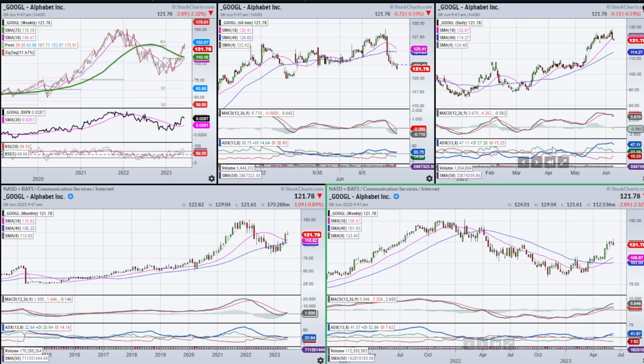Okay, let's look at Google. Now, Google is the same idea, right? It's not up against its highs, but look at how it drove off the low. Look at the improvement in the momentum. I mean, these are really good signs in both Apple and Google. This is something you just have to respect.